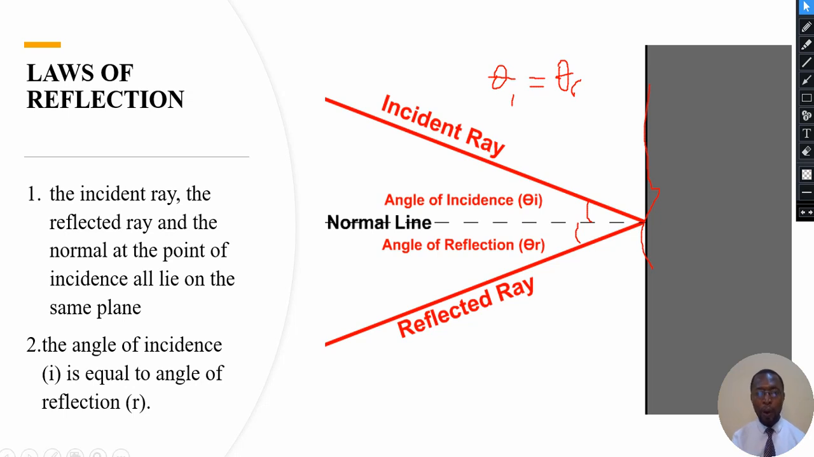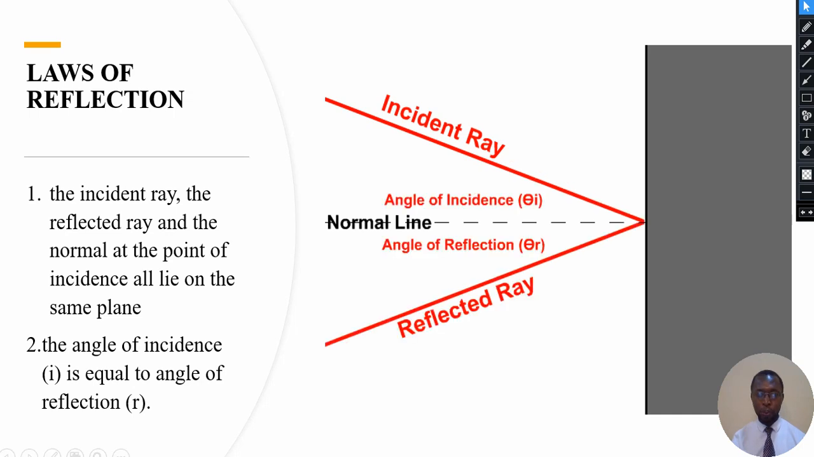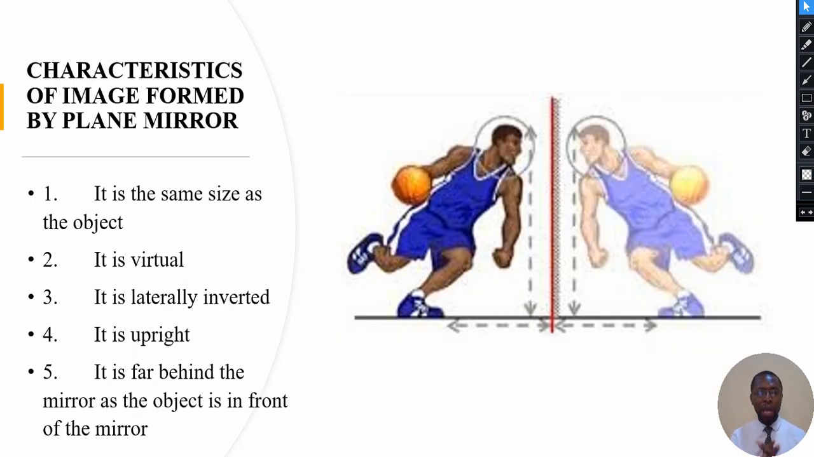Now moving forward. Okay. So we have known the laws of reflection, so we proceed to the next one, and that is knowing the characteristics of the image formed by a plane mirror. Remember, we've said earlier that the plane mirror is one of the reflectors of light. So we want to now know the properties of the image formed by a plane mirror. This line here represents the plane mirror, while this basketballer here is the object, and this other person here is the image of this basketballer.